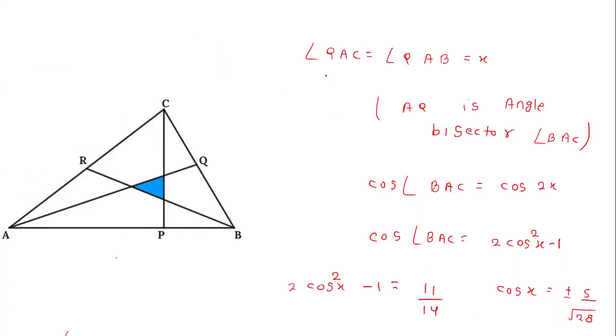Now you consider this thing. In the problem it is given that AQ is the angle bisector of the angle BAC. This angle we are seeing, and AQ is the angle bisector, this AQ line. So let's assume this is the angle x and this is also x. So angle QAC and angle QAB both are x, and AQ is the angle bisector.